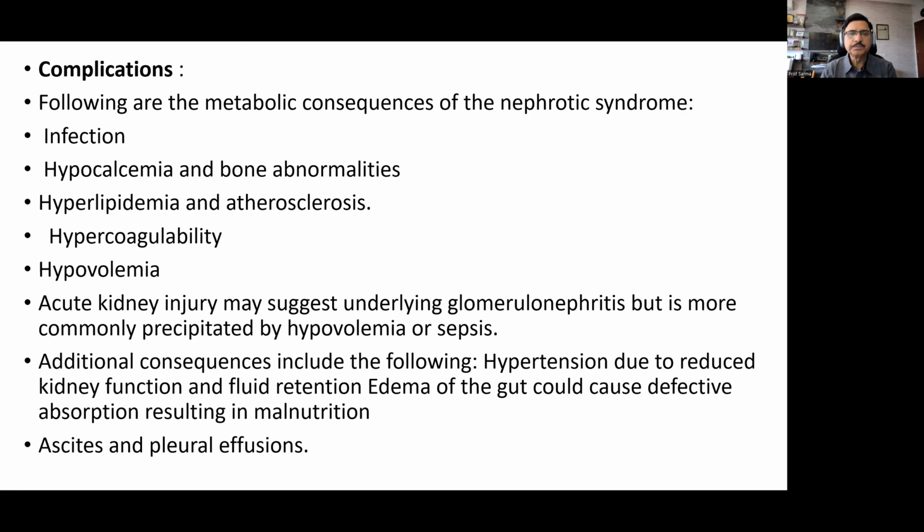Complications. The following are the complications: infections, hypocalcemia, bone abnormality, hyperlipidemia, atherosclerosis, and hypercoagulability. Hypovolemia and acute kidney injury may happen, which may suggest underlying glomerulonephritis, but is more commonly precipitated by hypovolemia or sepsis. Additional consequences include hypertension due to reduced kidney function and fluid retention. Edema of the gut could cause defective absorption, leading to malnutrition, ascites, and pleural effusion.